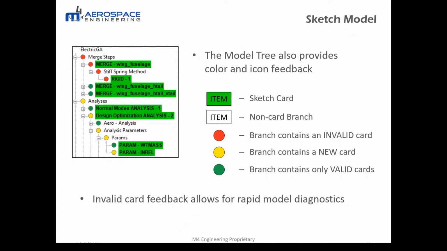Any card marked red will tell you what is wrong and will need to be modified or deleted from the model. Cards that are marked yellow were recently added by the user and simply require a quick review by the user to verify that the fields were defined correctly.